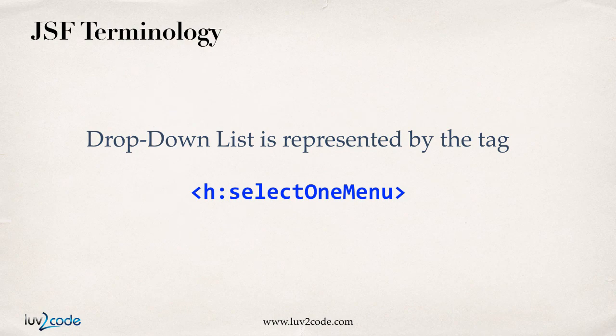So now we'll look at how we can use these items in JSF. In the JSF world, a drop-down list is represented by the tag of select one menu. Okay, so the name is not really straightforward, but it's a drop-down list. And the whole idea here is it allows you to select one item from a menu. And that's how they came up with the name of select one menu. So I'm not a huge fan of the name, but that's the actual tag that we'll use for drop-down list. Select one menu. And we'll go ahead and take a look at some examples of how to use this.